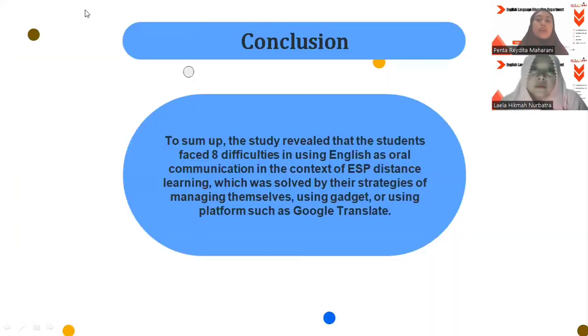So for the conclusion, we can sum up that the study revealed that the students face 8 difficulties in using English as oral communication in the context of ESP Distance Learning, which were solved by their strategies of managing themselves, using gadgets, or using platforms such as Google Translate.